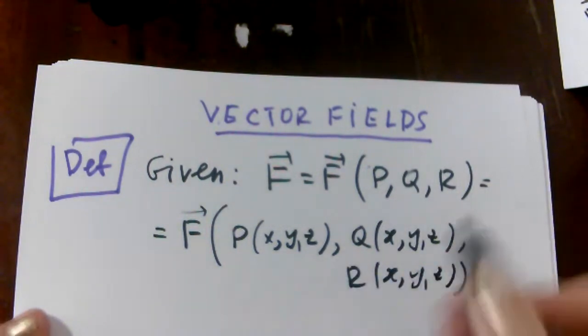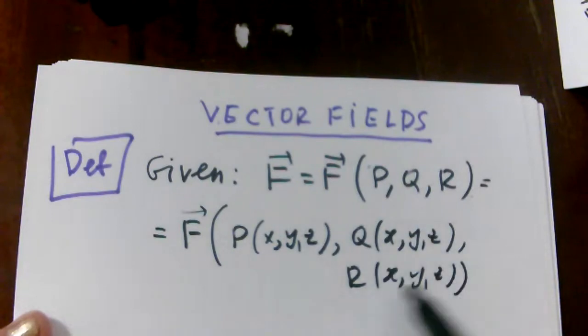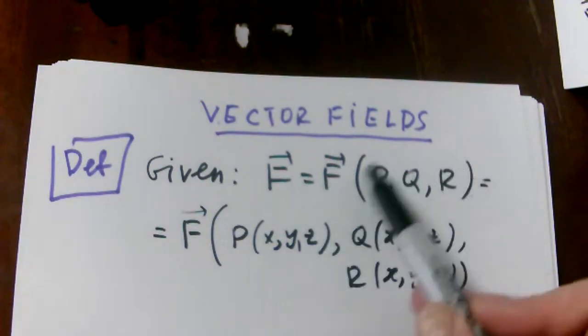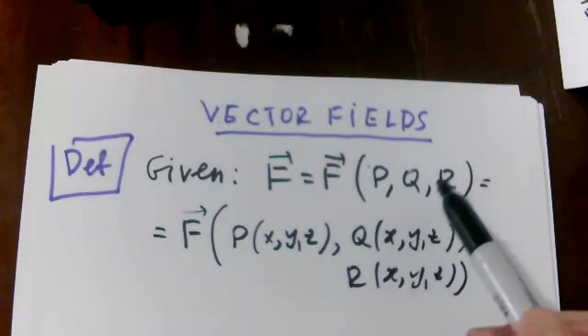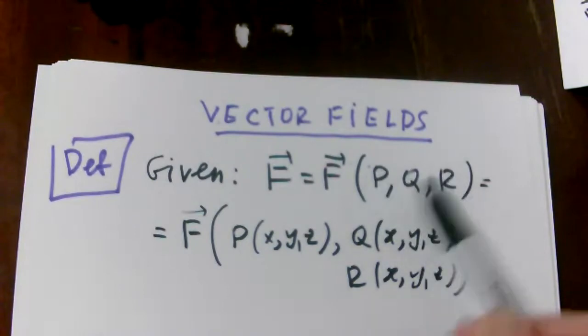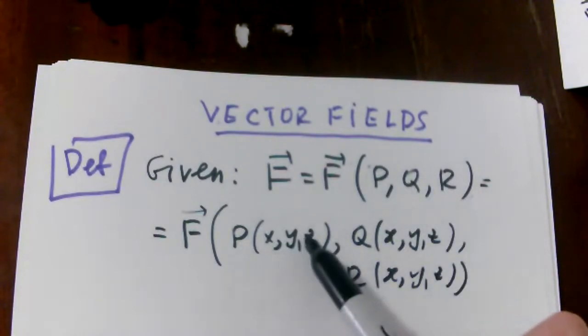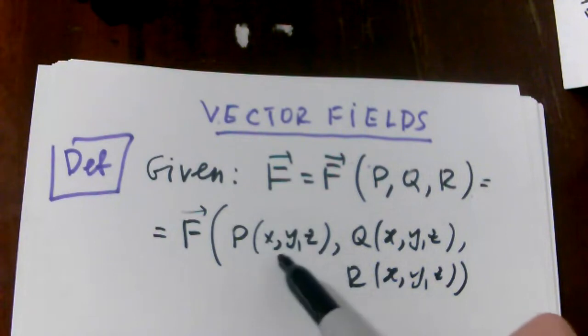So actually it's quite a long notation. That is why I'm not going to notate it like this. I prefer to write it in a shorter way. So p, q, r are actually functions. And what are x, y, z? X, y, z are the components of the point at which we consider this vector.